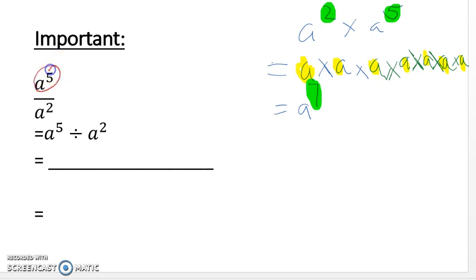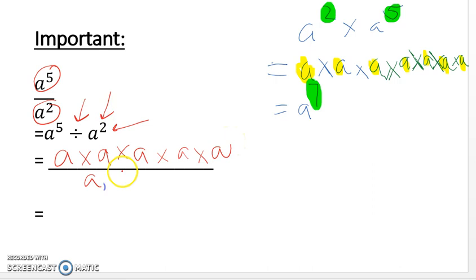We've got now a to the 5 divided by a squared, and that is exactly the same as writing it with a division sign. So please know they're equivalent questions, and you might prefer fraction form, you might prefer the division sign, but you should be able to work with both. So a to the 5 is a times a, five times, and a squared is a times a. And this is where we think back to our knowledge of fractions and the fact that we can cancel, if the terms are the same.